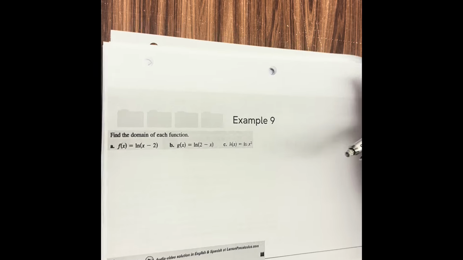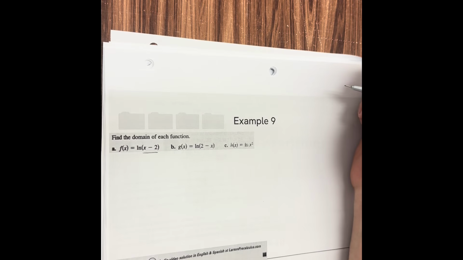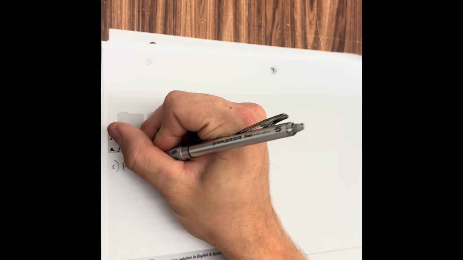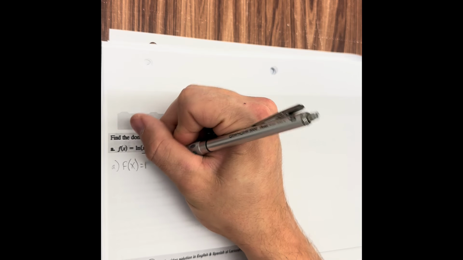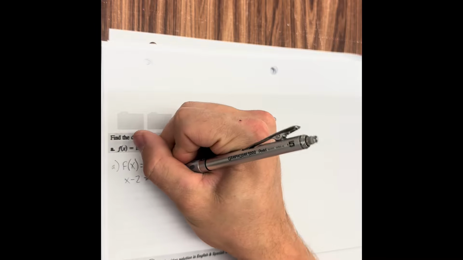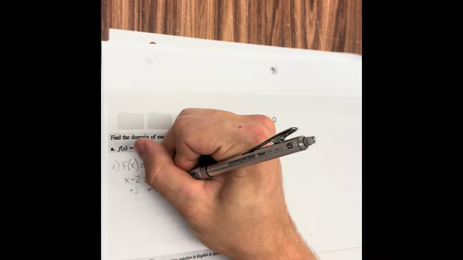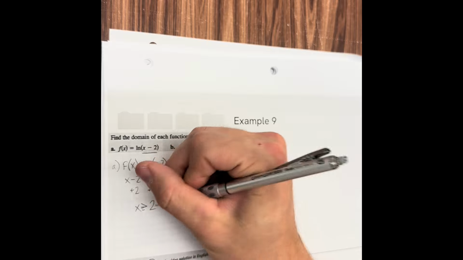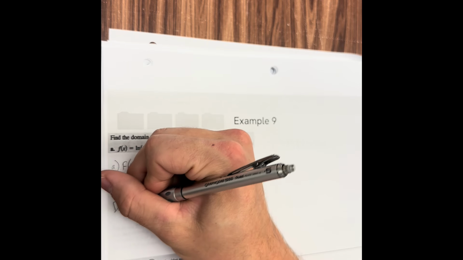Example number 9, find the domain of each function. If you recall, the natural log or any log cannot be negative. So whatever's inside of here has to be greater than or equal to 0. We're just going to use that fact. F of x equals natural log of x minus 2. X minus 2 has to be greater than or equal to 0. Add 2 to each side. X has to be greater than or equal to 2. That's our domain.